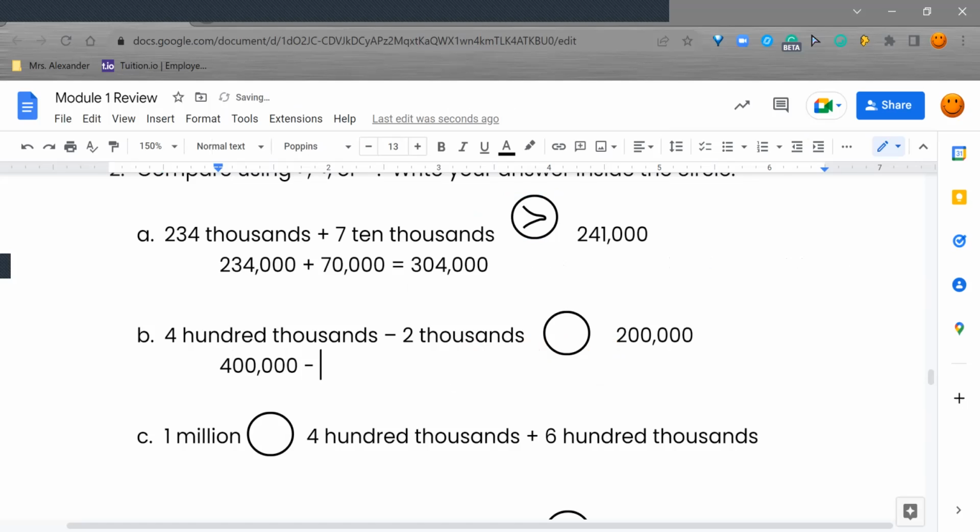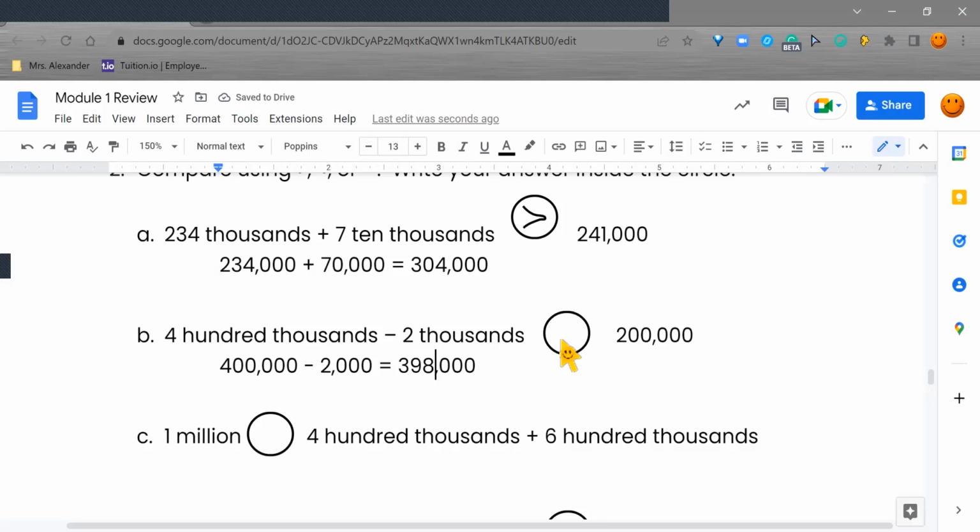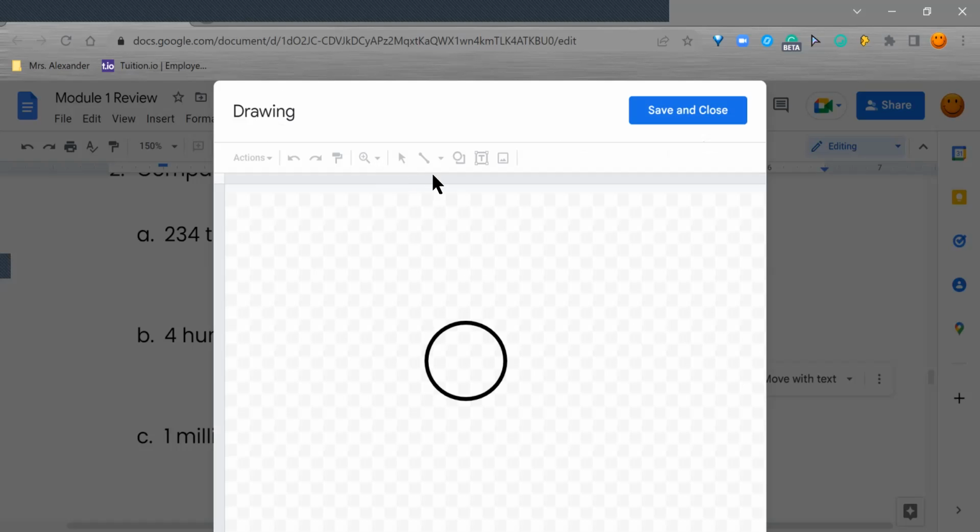400,000 minus 2,000. Now, as we're doing this, I know that my hundreds, the first 3 zeros, my tens, my ones, tens, and hundreds stays zeros. Now, when it comes to subtracting 400 from 2, I know I'm going to take 400 and then subtract 2 to get 398. 398,000. And I see that this one's the same. So I'm going to quick jump in here, quick grab my scribble still, and make my greater than sign.